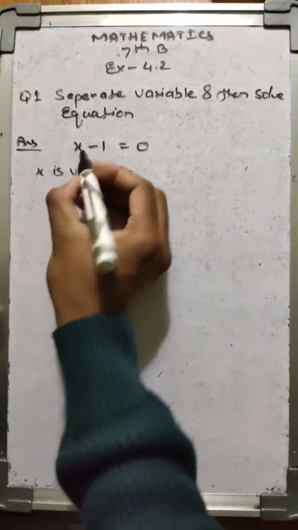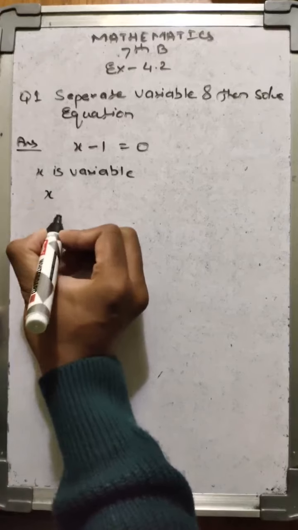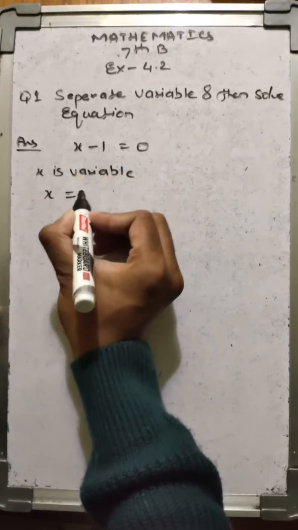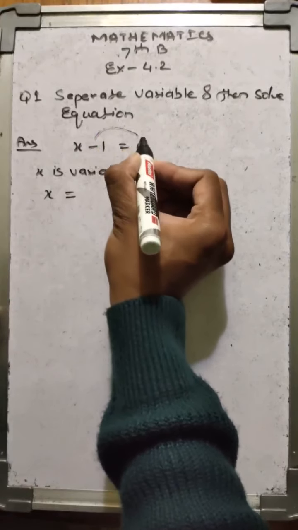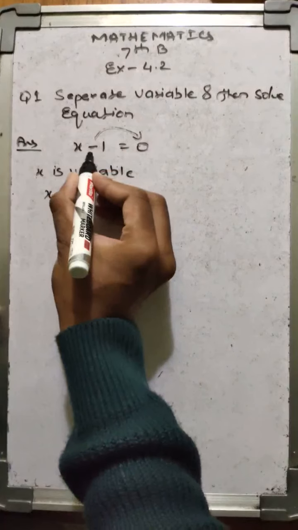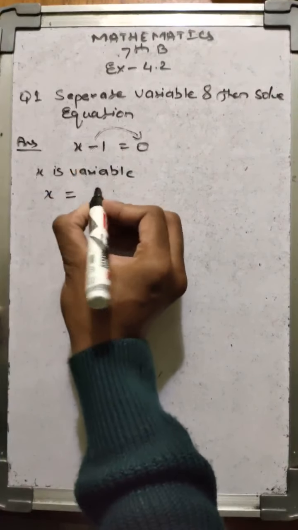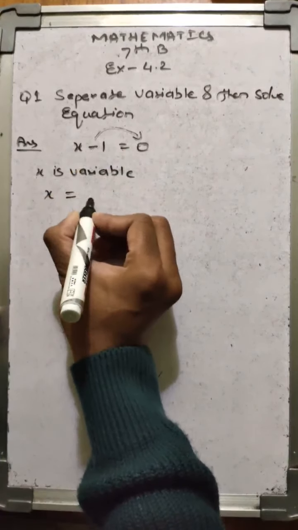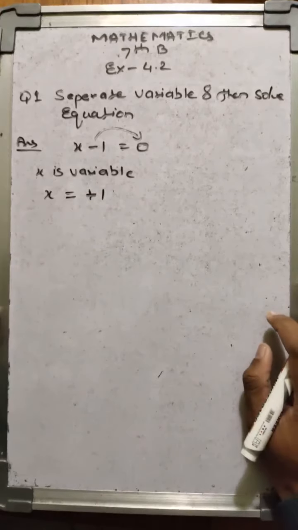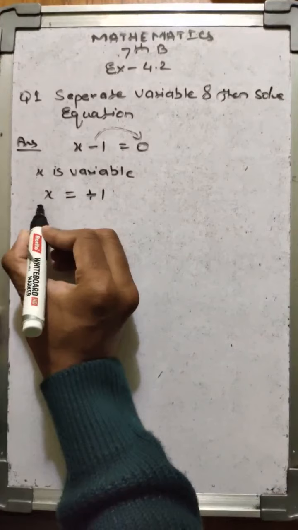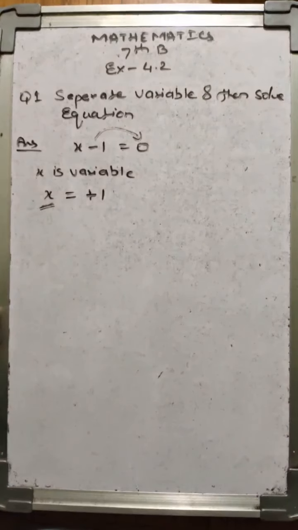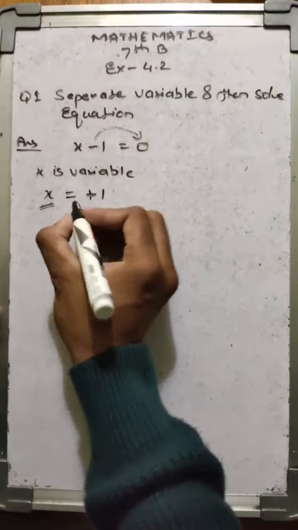So here if I write only x and then equal to, what is going to happen with -1? This -1 is transposed to this side. It is in minus, so when it is transposed to the right hand side, it will become +1. This is the way we should separate the variable, make it alone. So this is our answer.